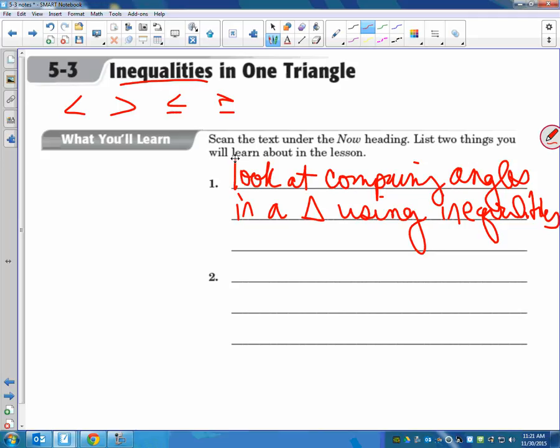Here's my trick for you. In elementary school, they'd say the alligator eats the bigger number, right? But when you're not comparing numbers, you do this: the less than sign kind of looks like an L, a slanted L. Less than looks like an L.